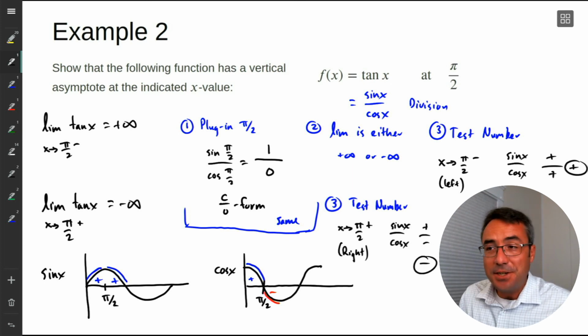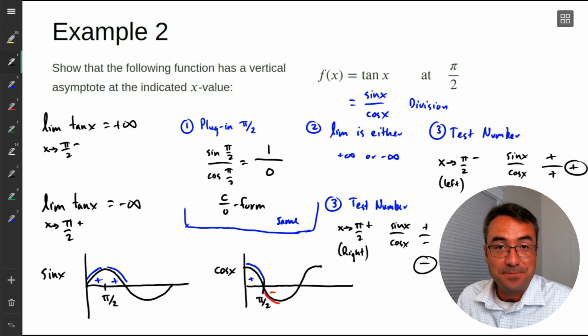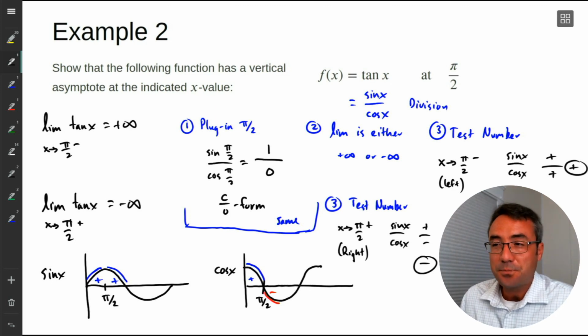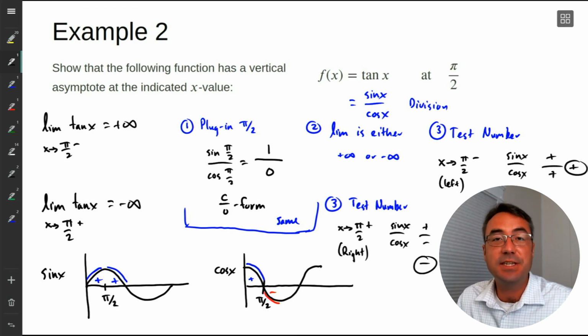All right, so that's going to do it for our infinite limits. In the next lecture, we're going to investigate how to calculate standard limits using algebraic means.